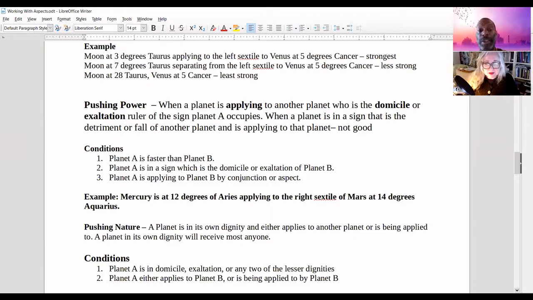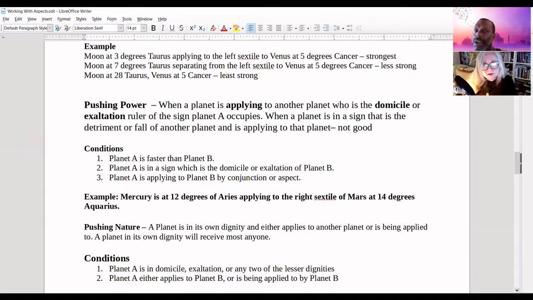Okay, so Mercury is applying to his ruler. The planet who rules Aries is Mars. Mercury is applying to him. Same thing if Venus were in Aries and she were applying to Mars in Aquarius, she also would have the pushing power. So the planet who is applying has the pushing power.